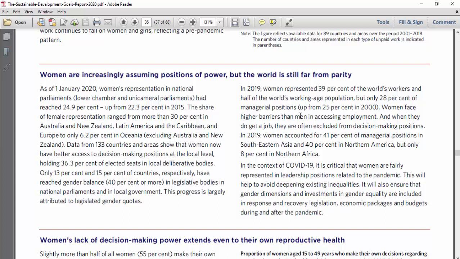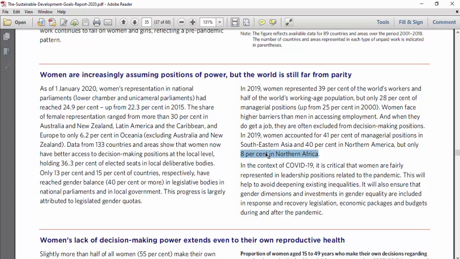Women face higher barriers than men in accessing employment, and when they do get a job, they are often excluded from decision-making positions. In 2019, women accounted for 41% of managerial positions in Southeast Asia and 40% in North America, but only 8% in Northern Africa. All right. And of course, I can totally agree with this because it could be a cultural issue. Because in Northern Africa, I'm sure you know the countries that are there. So I guess it explains a lot.